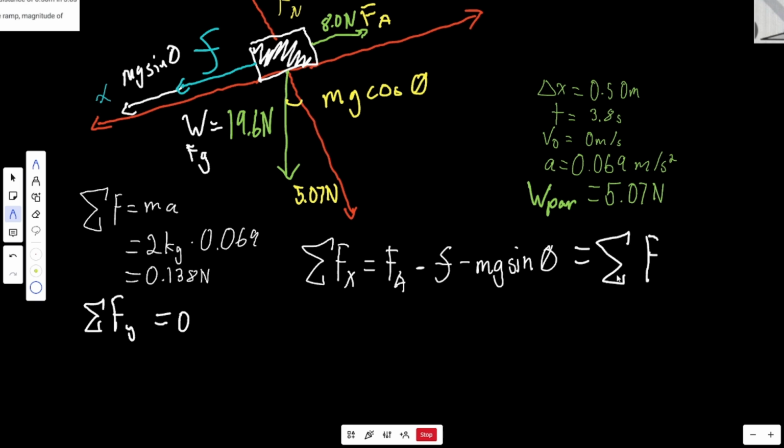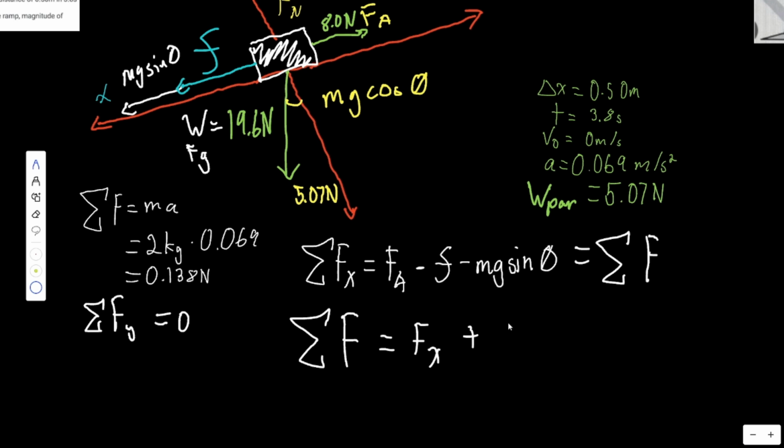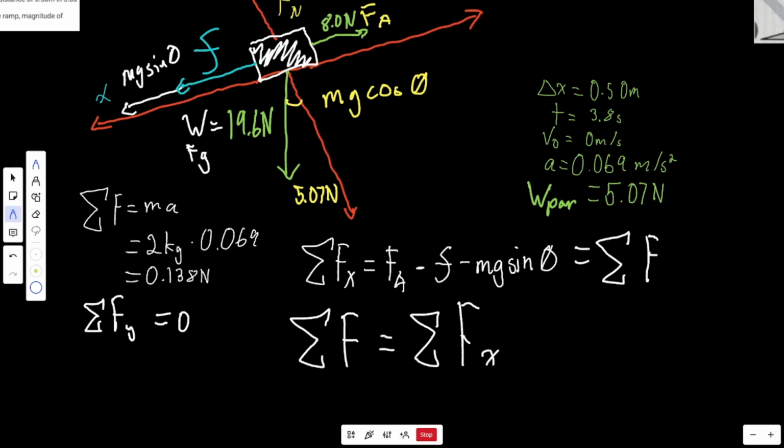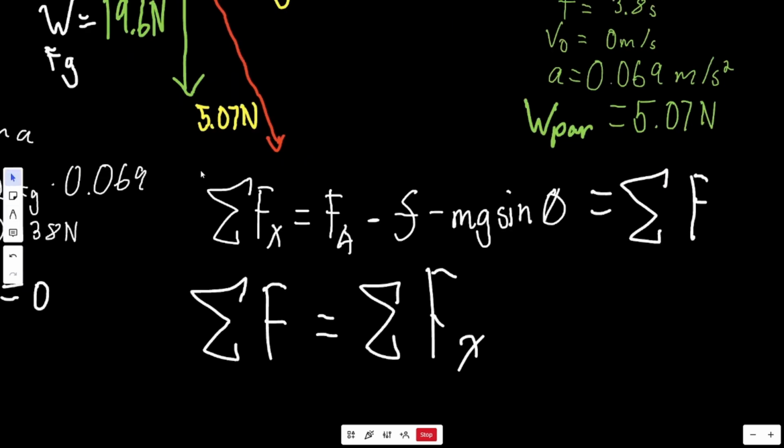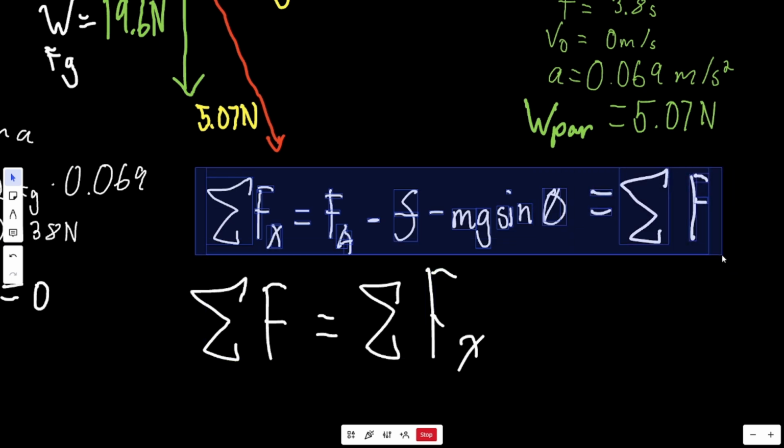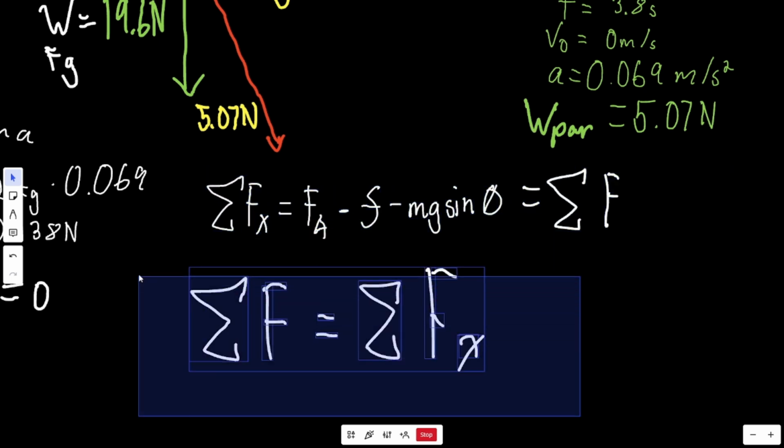And why is that? Again, it's basically because the summation of forces is equal to the forces on the x-axis as well as the forces on the y-axis. Now, if the forces on the y-axis are equal to 0, then it's basically just the summation of forces on the x-axis. So this is now our working equation: the summation of forces is equal to the summation of forces on the x-axis.